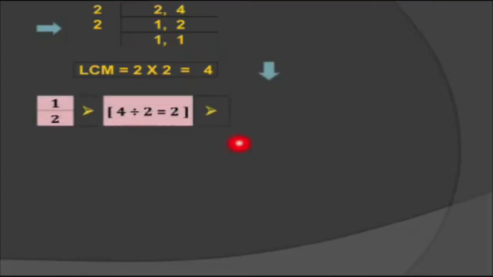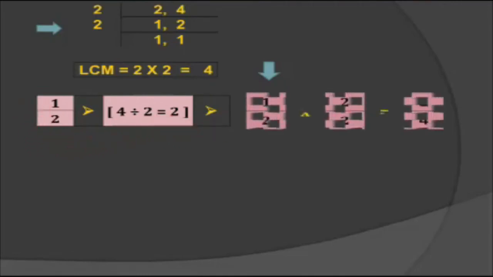Now we need to convert the denominators into the LCM. For that we will divide the LCM by the denominators. Here the denominator is 2, so we are dividing 4 by 2, right? So 4 divided by 2 is equal to 2. Now we will multiply 1 by 2 by 2 upon 2. Here we are getting 2 ones are 2 and 2 twos are 4, so 2 by 4.